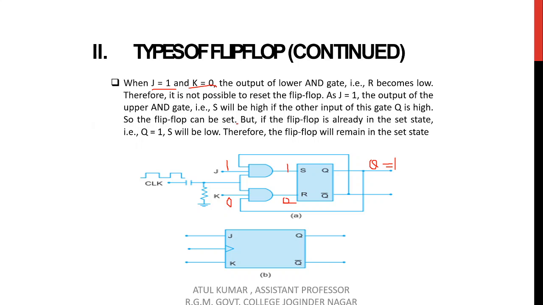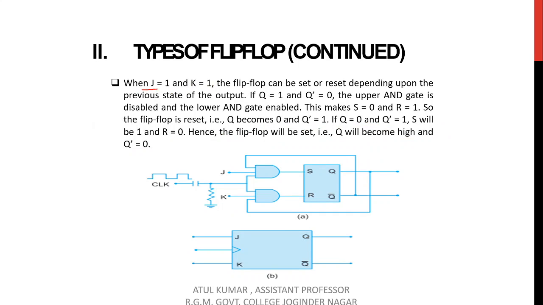But the condition is, if the flip-flop is already in the set state, that is Q is equal to 1, then in that case S will be low, and if S is low and R is low, then the flip-flop remains in the previous state, that is, in the set state.